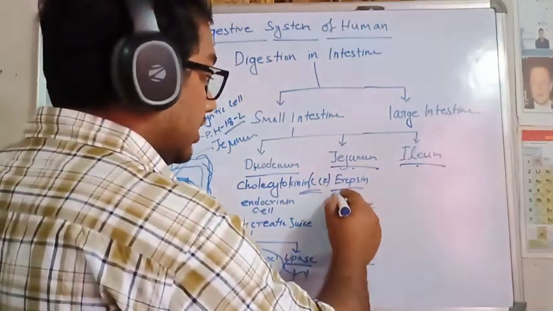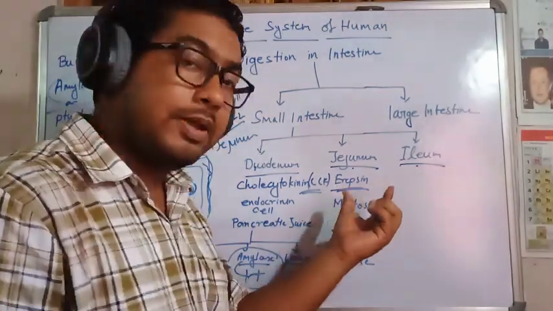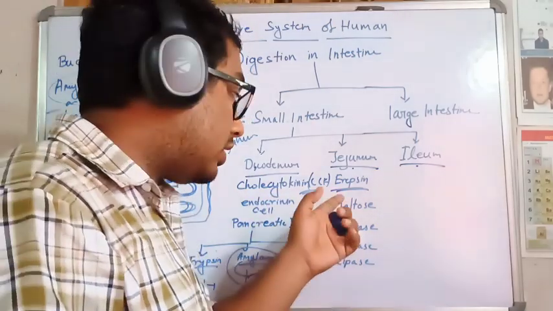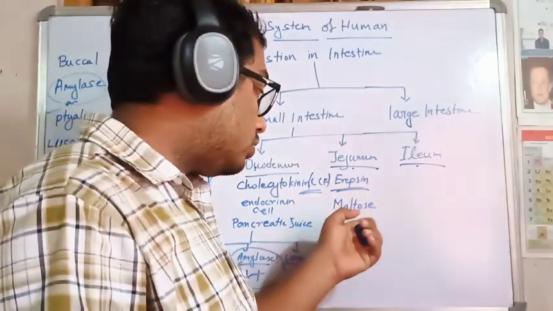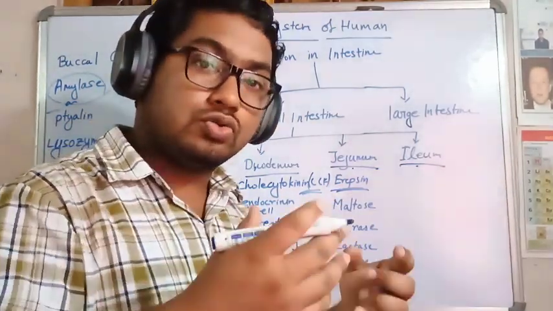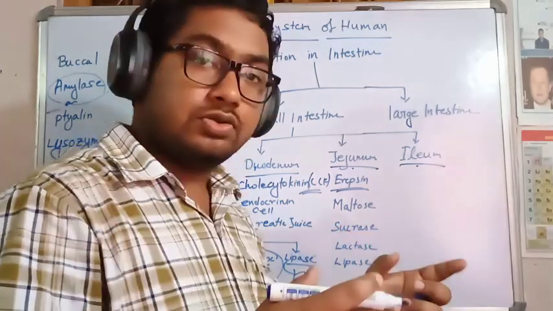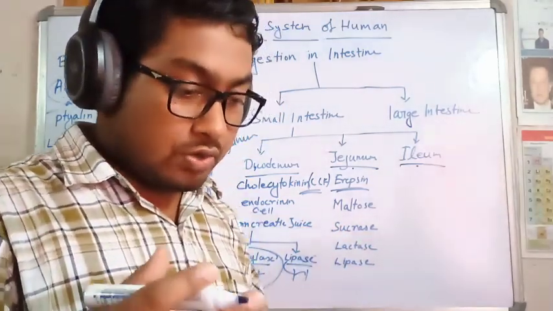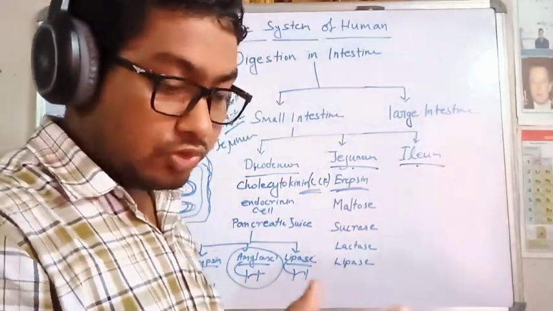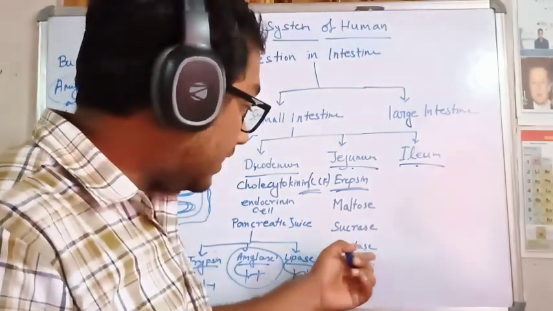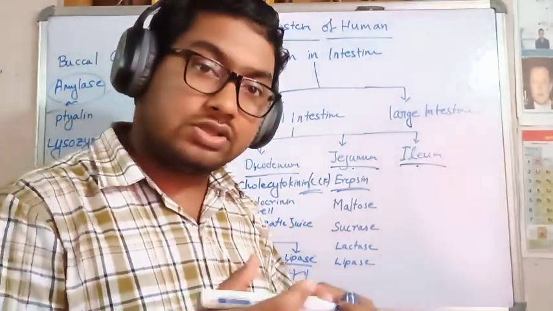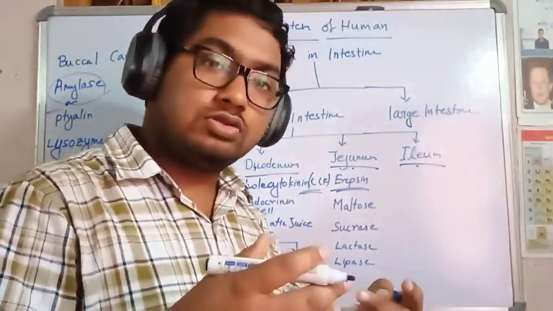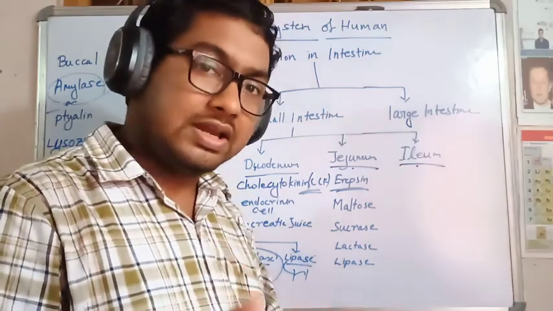That is erepsin. This makes peptone or protein into amino acid, and that is maltase. This makes maltose into sugar, and sucrase makes fructose and glucose, and there is lactase. The lactase makes lactose into galactose and sugar, and lipase also makes fat into fatty acid and glycerol.